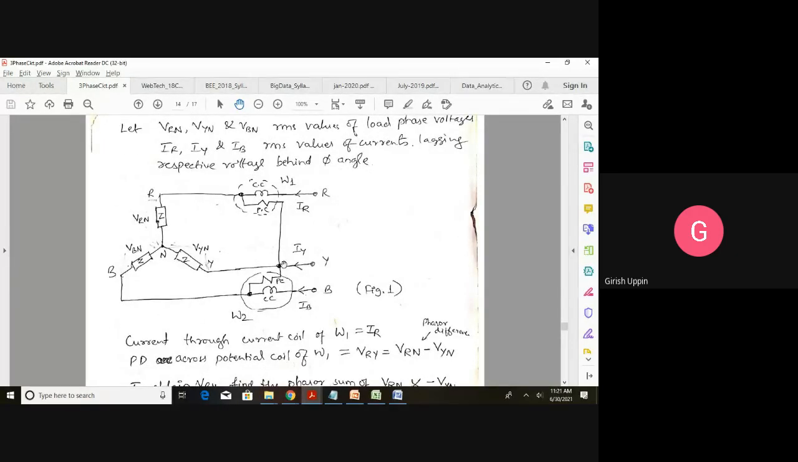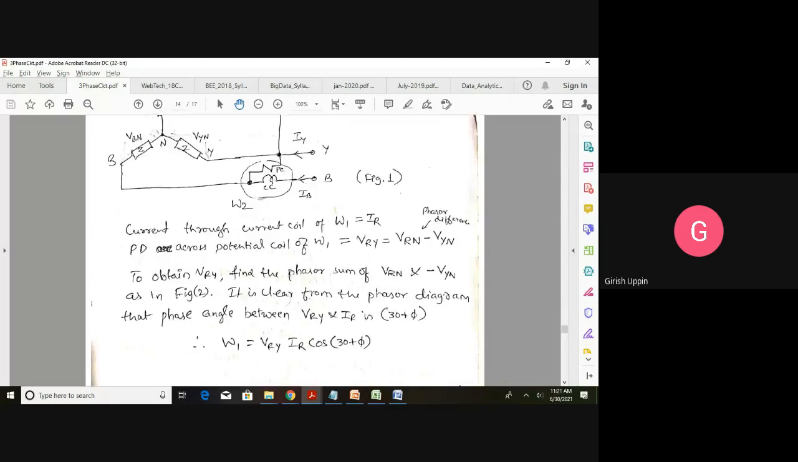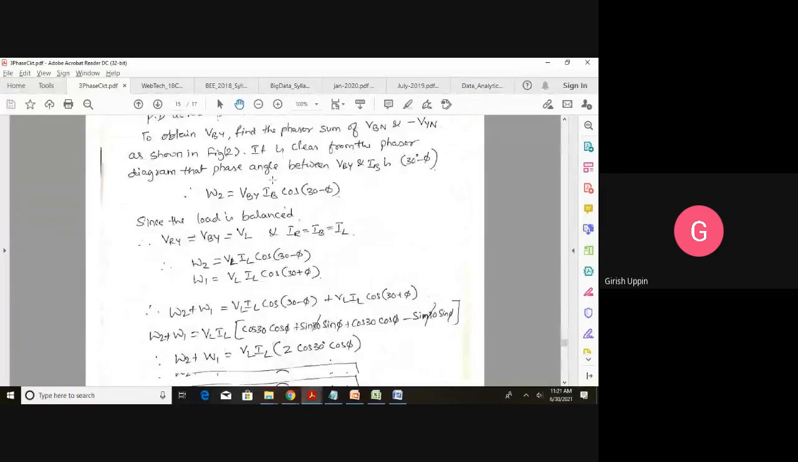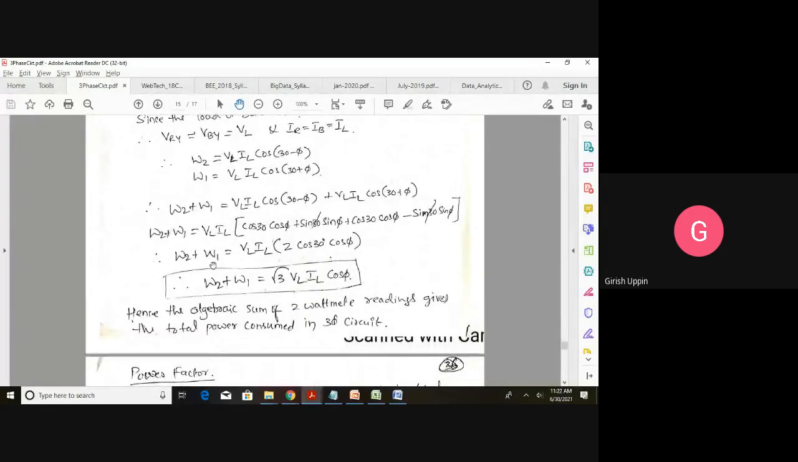I will discuss how the connection is done. This is the three-phase load, and we are measuring the power. Then what are the different voltage components? Then the phasor diagram, how to draw this phasor diagram, and finally prove that the sum of the two wattmeter readings is nothing but the power consumed by the three phase. So you can see here we proved W2 plus W1 is equal to root 3 times VL IL cos phi. Root 3 times VL IL cos phi is nothing but the power consumed in the three phase.